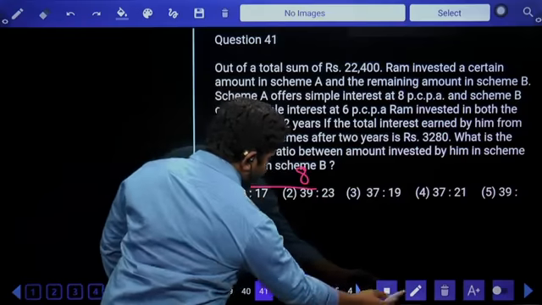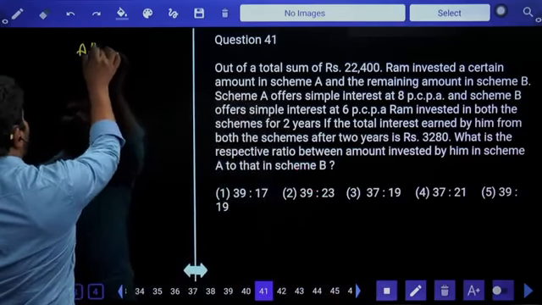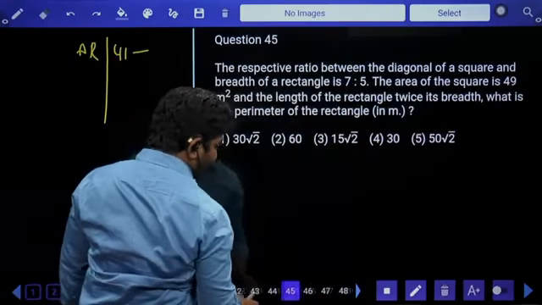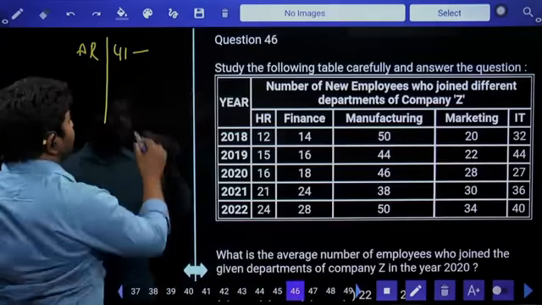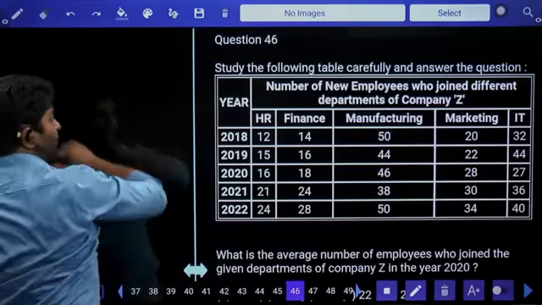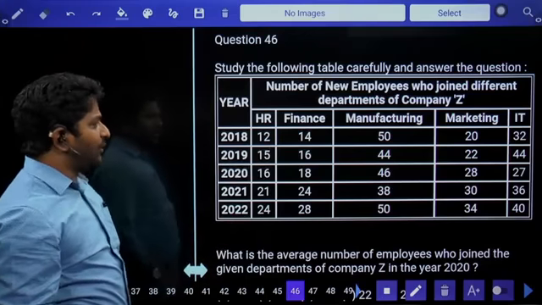But now from 41 onwards we have arithmetic questions. So we will be holding these questions. From 41 to what question do we have? Yes, from 41 to 45 only. From 46 onwards, we have data analysis in tabular form. Definitely we can do it.